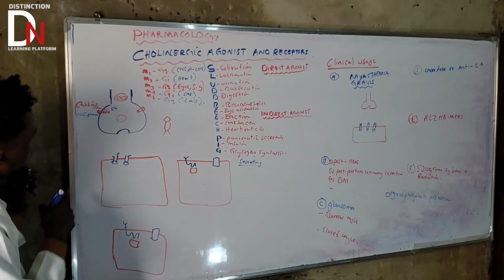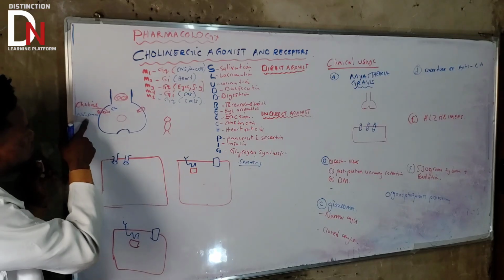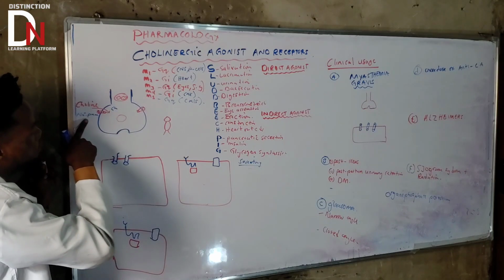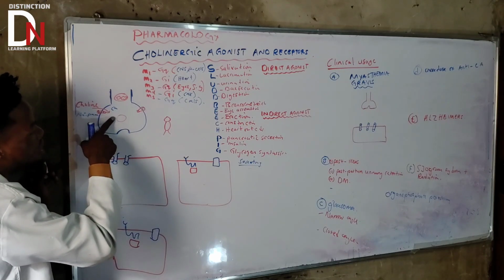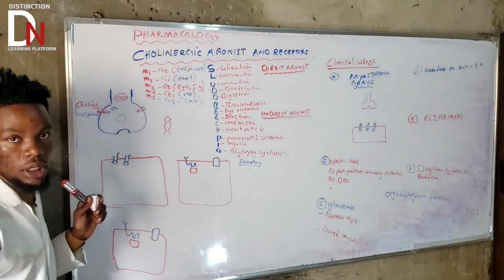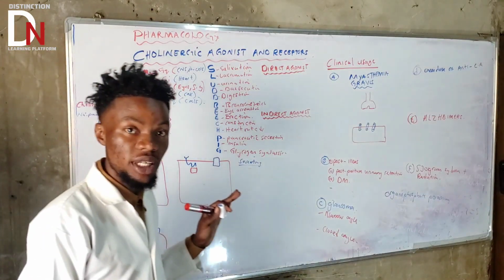This sodium pump is very, very important because it's the rate limiting reaction. If choline is not going into the axonal terminal, there will be no production of acetylcholine. So very, very important. You need to take note of that.